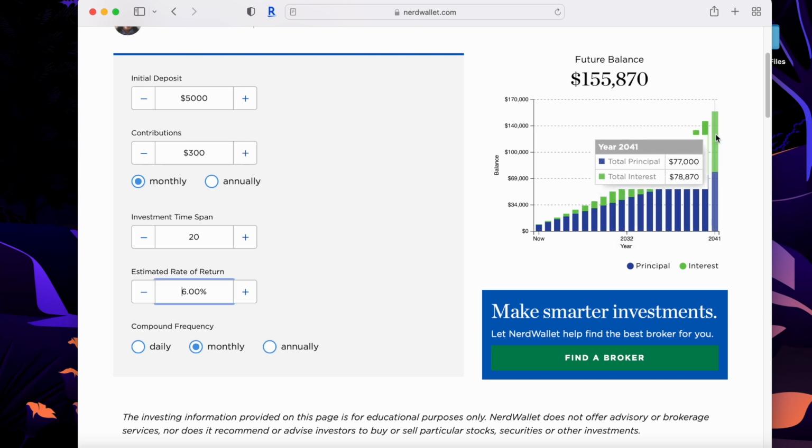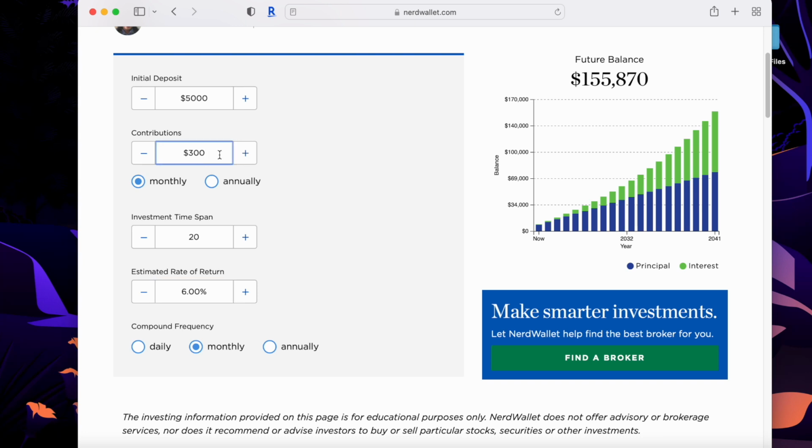And look, your interest is more than your principal, right? Your principal at this point would be 77,000, as you see there, and your total interest is 78,870. Now, a lot of your jobs may also match, right? Some companies match up to 6% of your 401k, etc. So you would have to take that into account.